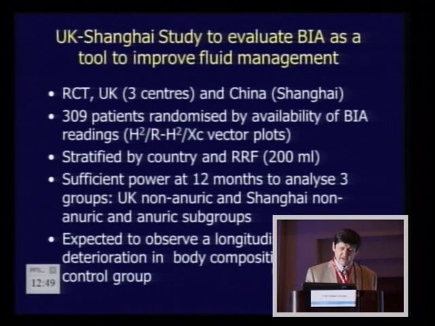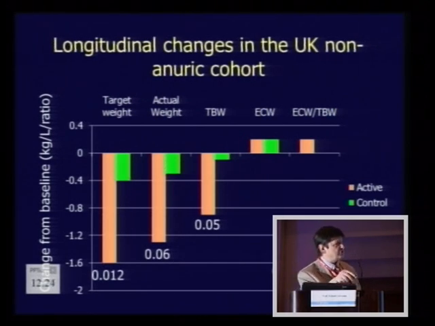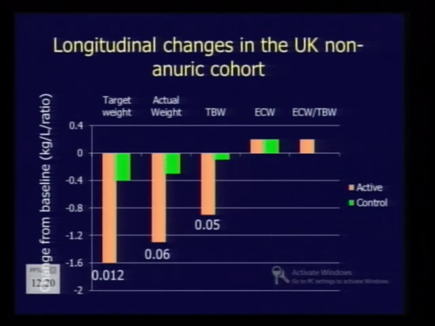What we expected to see in these patients was that their fluid status would, in the control group, deteriorate over time, whereas in the active group, we expected to see our patients be kept much more stable. And that is not exactly what happened. So what I'm going to show you is two data slides from this study. One is the data slide from the non-anuric patients in the UK.